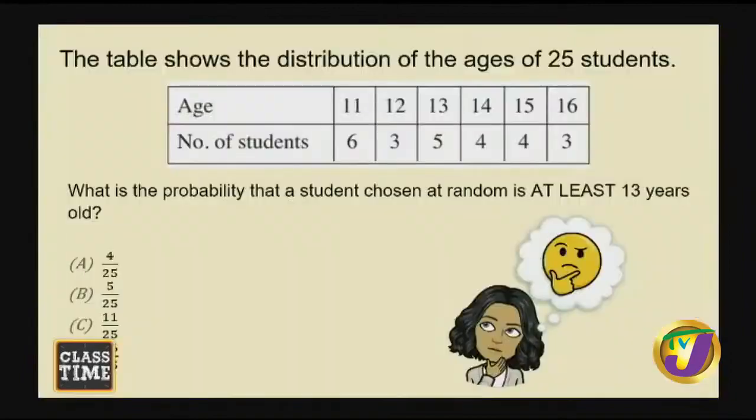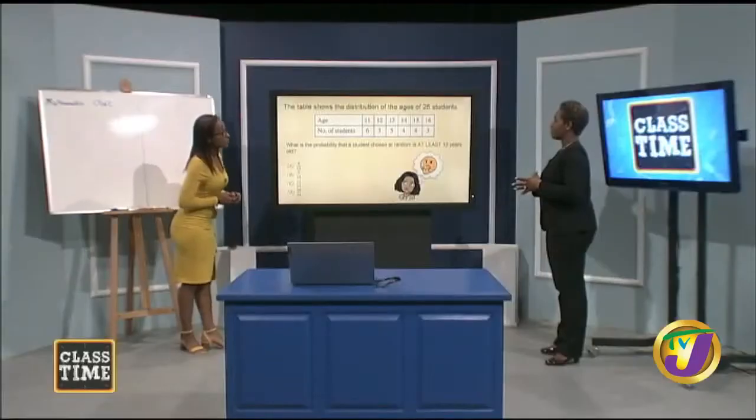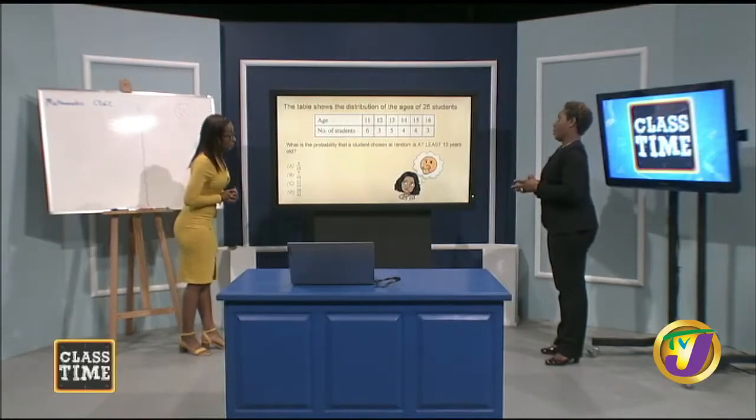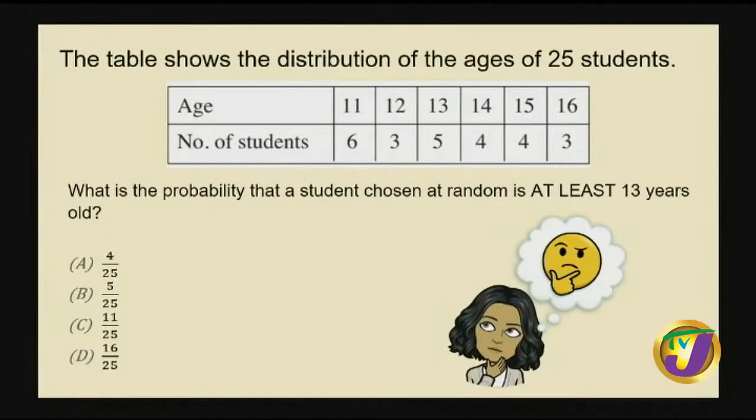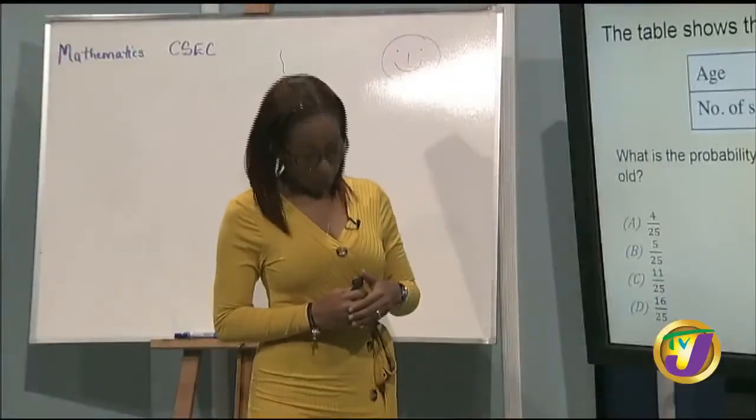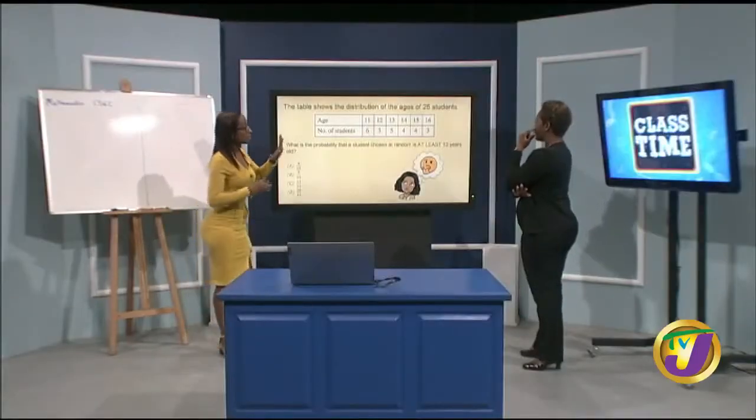Now let's take a look here. The table shows the distribution of the ages of 25 students. What is the probability that a student chosen at random is at least 13 years old? What does at least mean? At least 13 years old means the student can be 13 but must be older than 13, so 13 is like the cutoff point.